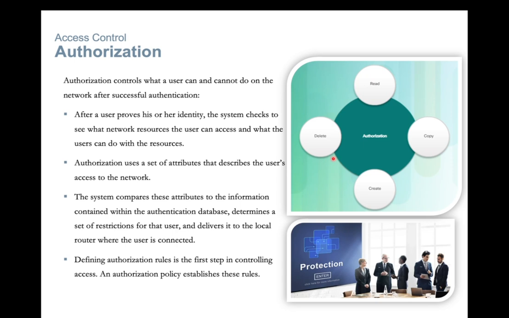You can see that defining the authorization rules is the first step in controlling access. An authorization policy establishes these rules. A group membership policy defines authorization based on membership in a specific group, like the HR group. It may be the faculty group, staff group, or administrators group.